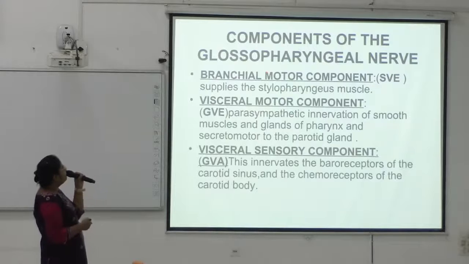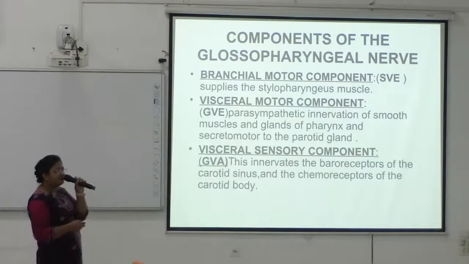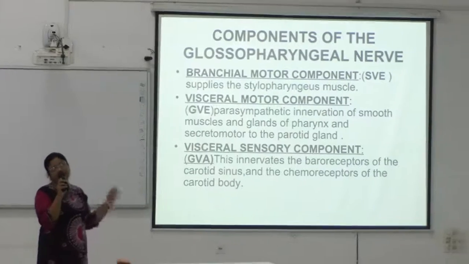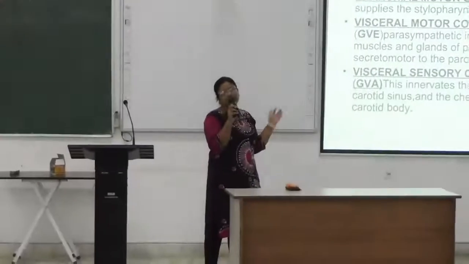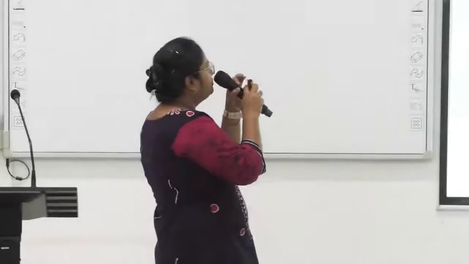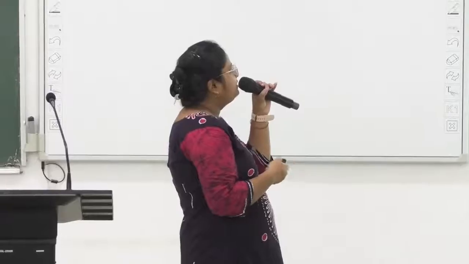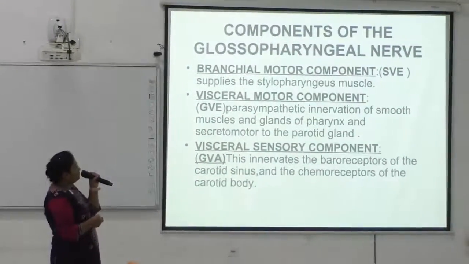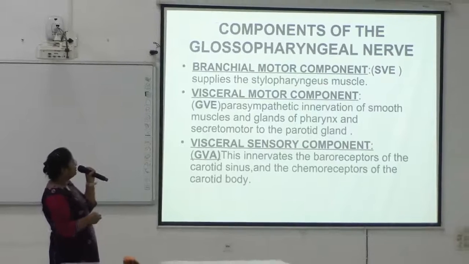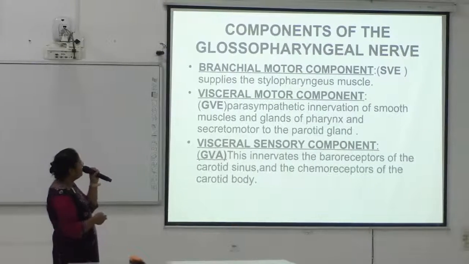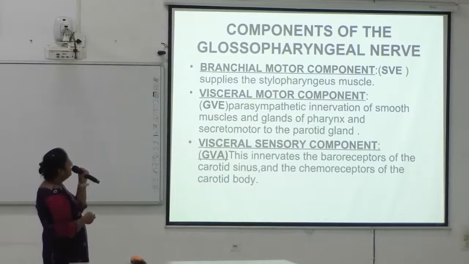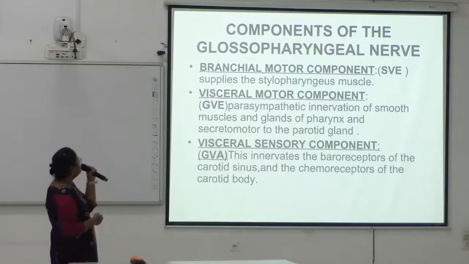Now, what are the components of these nerves? This is mainly important for a short note, or as part of a long question if it comes. So what are the components? First is special visceral efferent, SVE, which supplies the stylopharyngeus muscle.